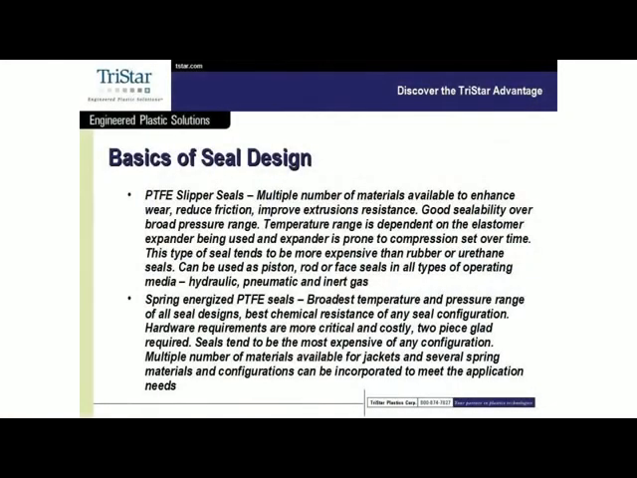Again, the PTFE slipper seals, as we have mentioned, we've got literally hundreds of materials to enhance wear, reduce friction, improve extrusion resistance. We can seal over a very broad pressure range. The temperature is going to be dependent on the elastomer, but if we use Viton elastomers or fluorosilicone elastomers, you can get up into the 400 plus degree range. These types of seals do tend to be a little more expensive because of the PTFE component. So you need to be aware of that up front.